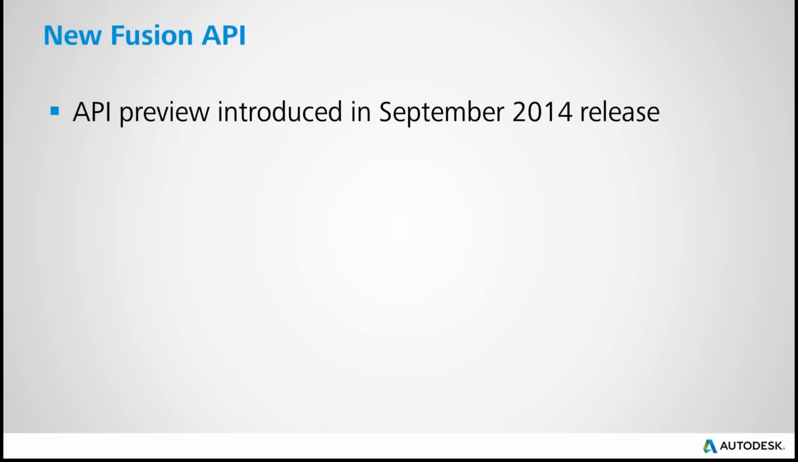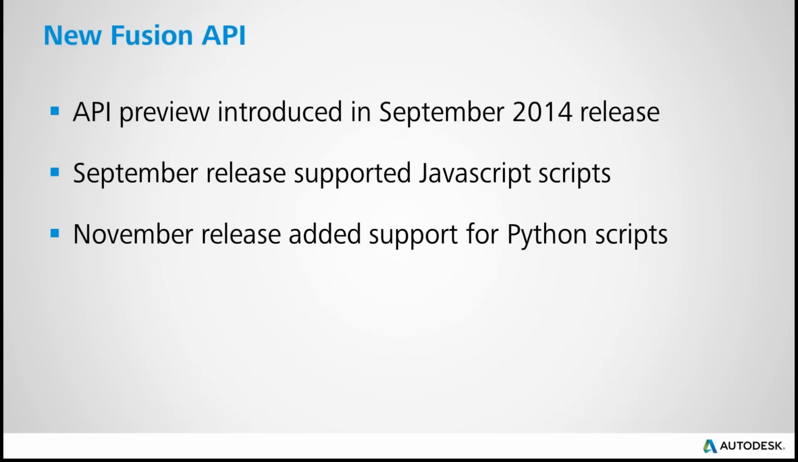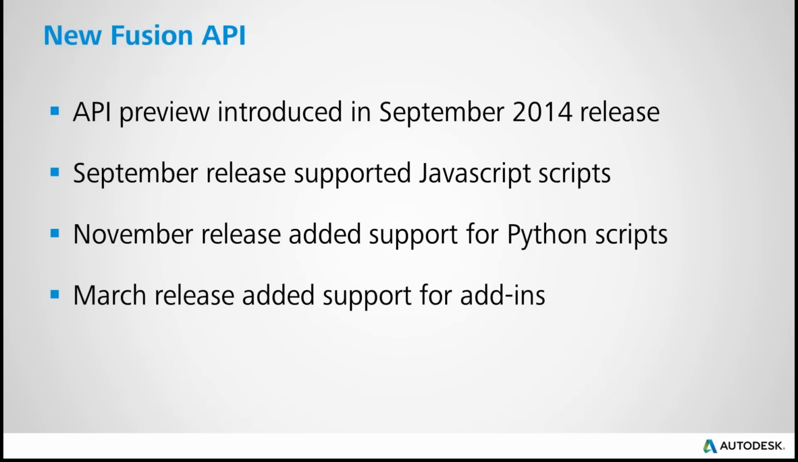And now about the new API. It's new. It was released for the first time just this past September. And in that September release, it supported writing scripts in JavaScript. Then in November, we added support for Python. And now this release earlier this month, we added support for Addins. And in the future, we'll support also C++. So those are some bigger milestones with the API.